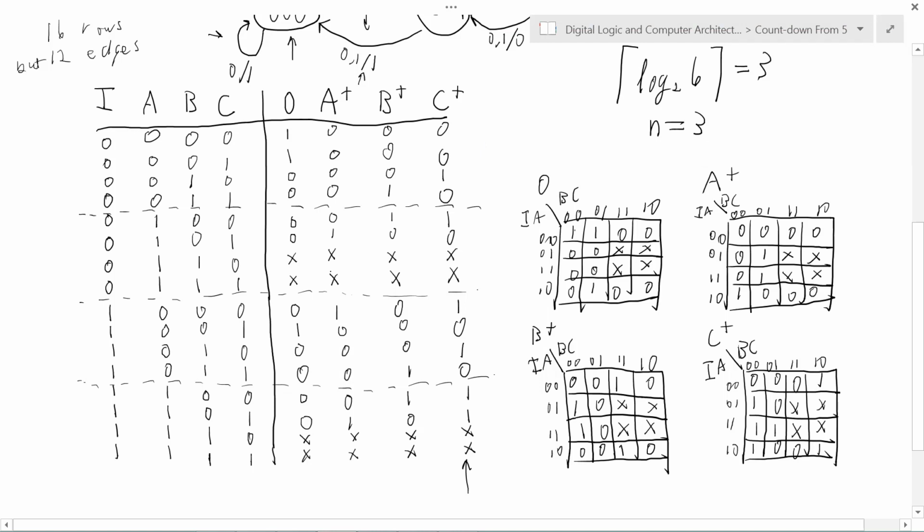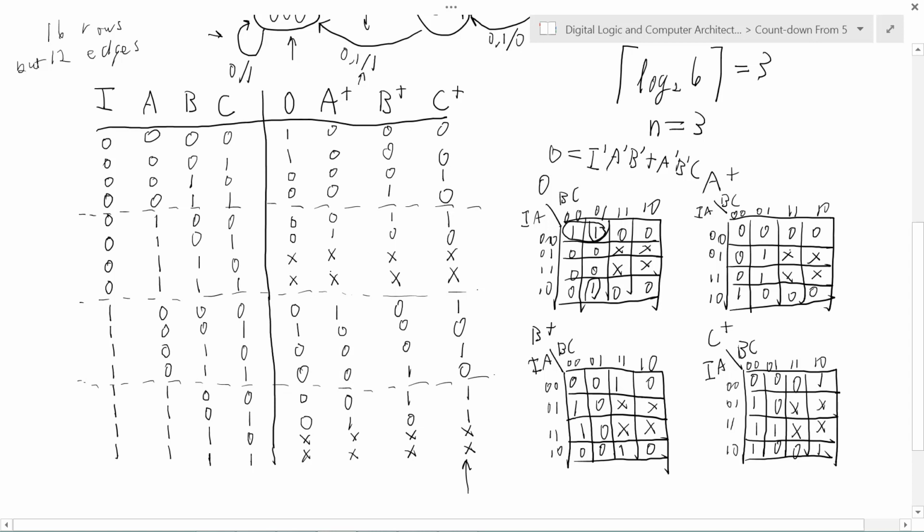So, how do we solve this? Well, let's start with O. We have a group here and a group that wraps around. So O equals I prime, A prime, B prime, or A prime, B prime, C.